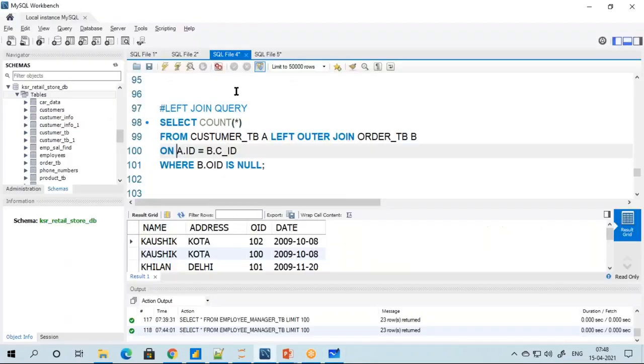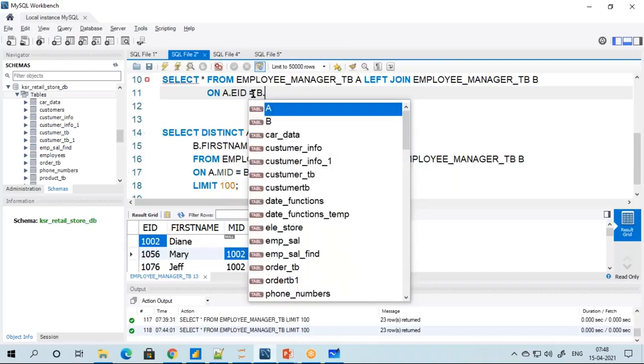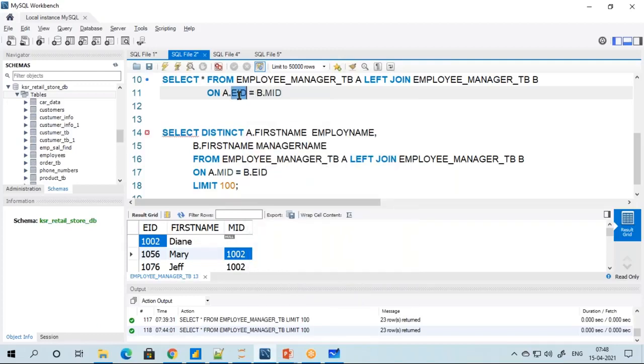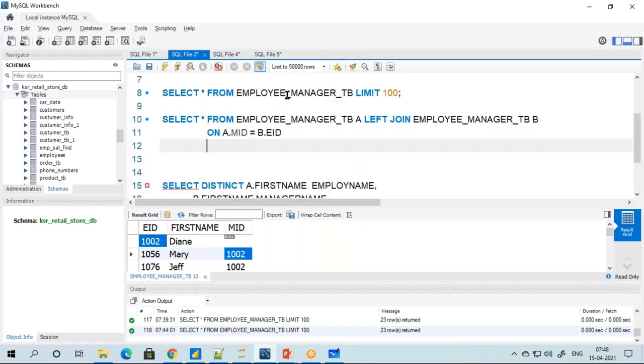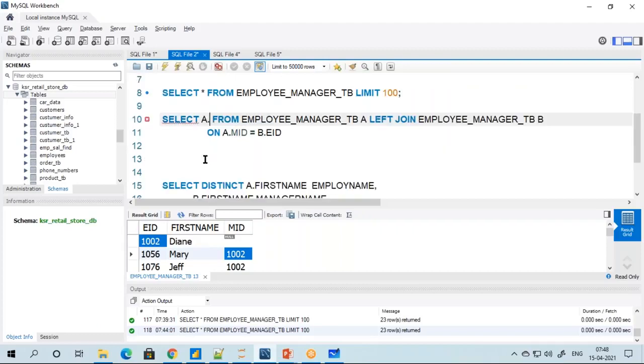But now I'm joining employee ID with manager ID. Both are present in the same table. I have written left join, maybe right join, but the objective here is the same table with the same table. I'm taking the manager ID and joining it with employee ID.